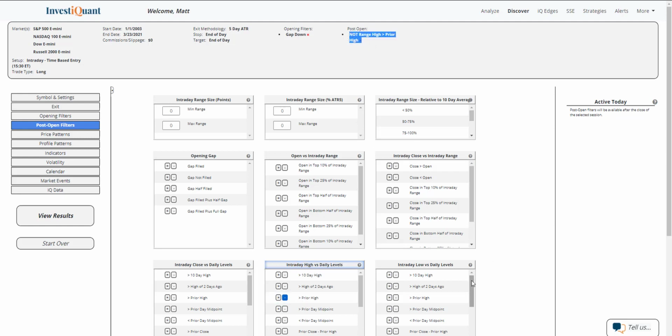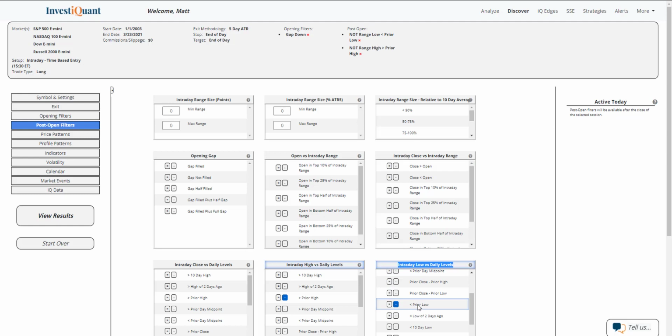Next, I'm going to say the intraday low is not less than the prior day low. So I'm going to go to the intraday low versus daily levels, and I'm going to say it is not less than the prior day low. I hit the minus sign there, and that adds it to the test. That creates an inside day. So that's what we've got forming here.